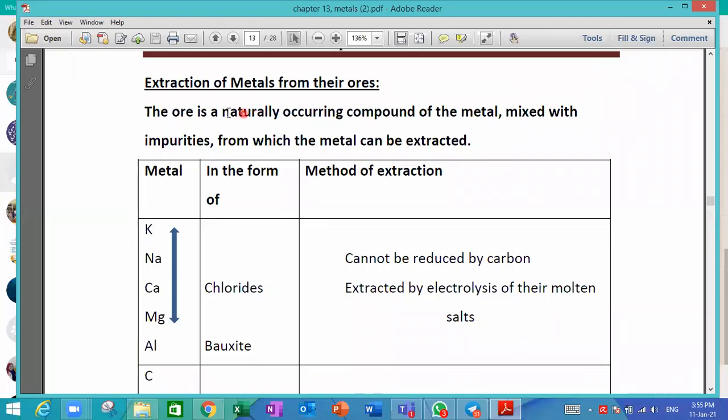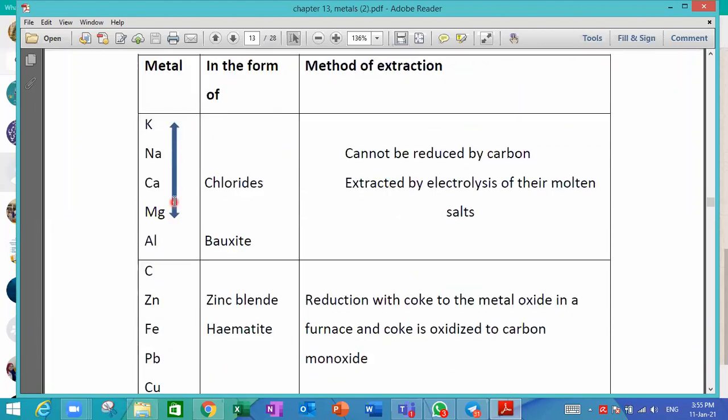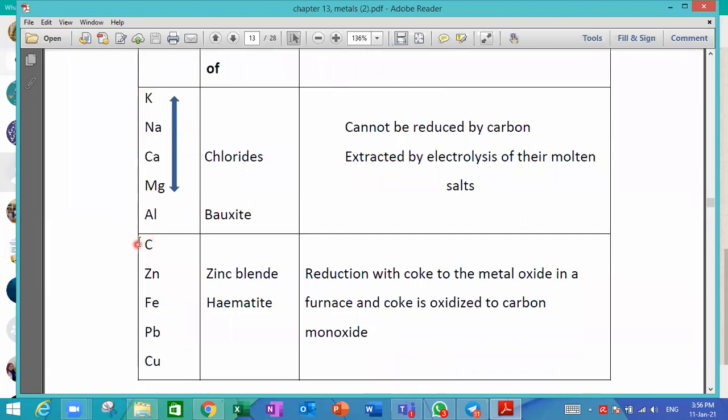Now, we come to the extraction of metals from their ores. As we said, metals are arranged according to the reactivity series from potassium to aluminium. And then we have carbon, and then we have zinc up till copper. Of course, we have hydrogen here, but we don't mind hydrogen now in extraction methods.